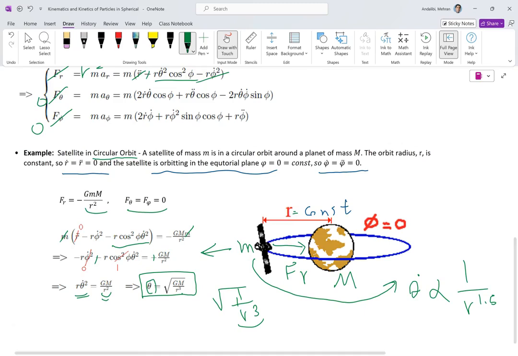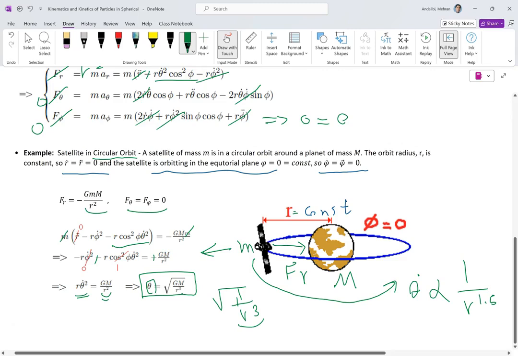What happens to the other formulas? Well, remember, in the other formulas, the derivatives of r and phi are 0. So this r dot is 0, and this phi dot is 0, this phi double dot is 0, this one is 0. So clearly, if you look at this equation, and of course there is no phi, this equation clearly becomes 0 equals 0, which is of course satisfied.